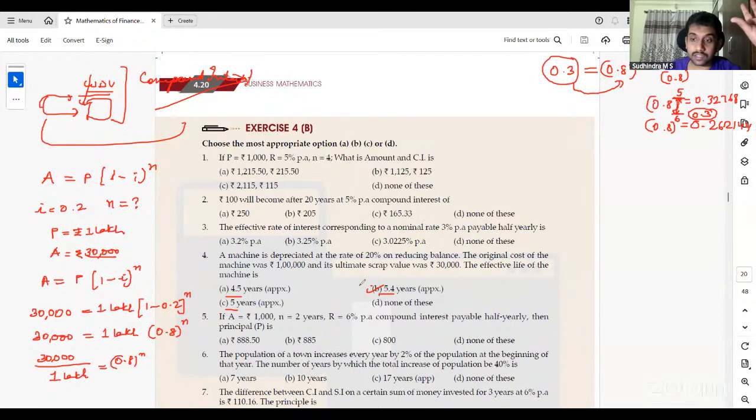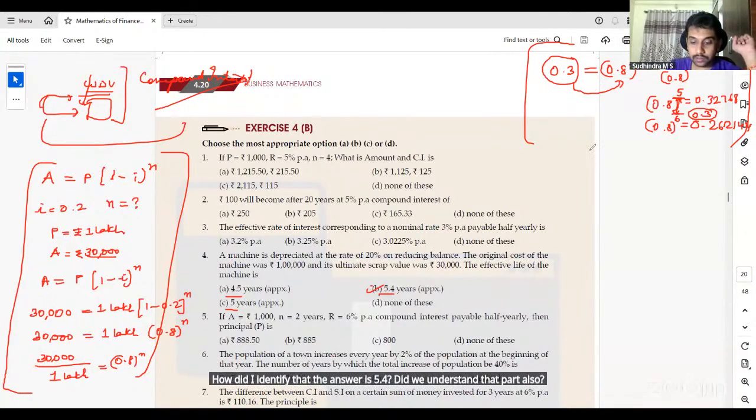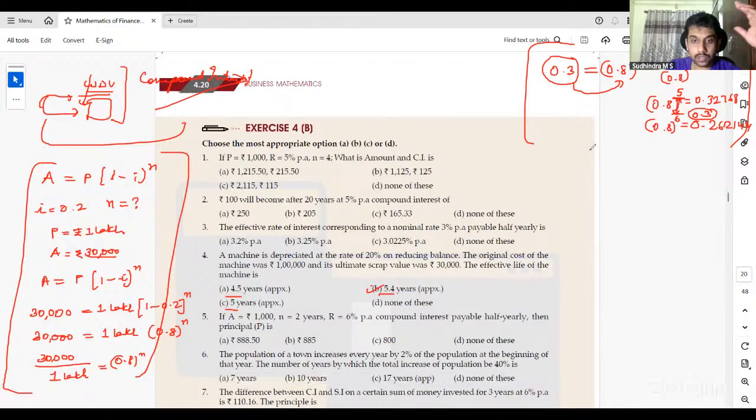Did we understand this? There are two concepts here. One is the concept of depreciation. Did we understand this part? Yes, sir. Second part is how did I simplify and how did I identify that the answer is 5.4? Did we understand that part also? Anyone has any doubts? No. Everyone understood? Excellent. If that is the case, can we solve question number 6?